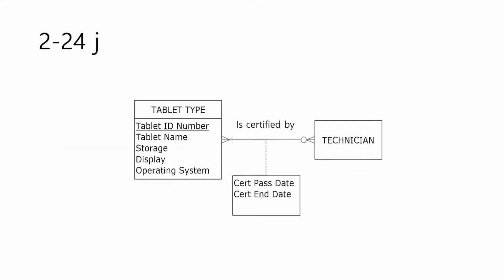So there must be tablet type is certified by technician. So the important one is the many-to-many relationship, and certification pass date and certification end date, these are non-primary attributes. And then tablet ID number, and then the technician ID number. Before problem there are employee number. These are composite primary key.